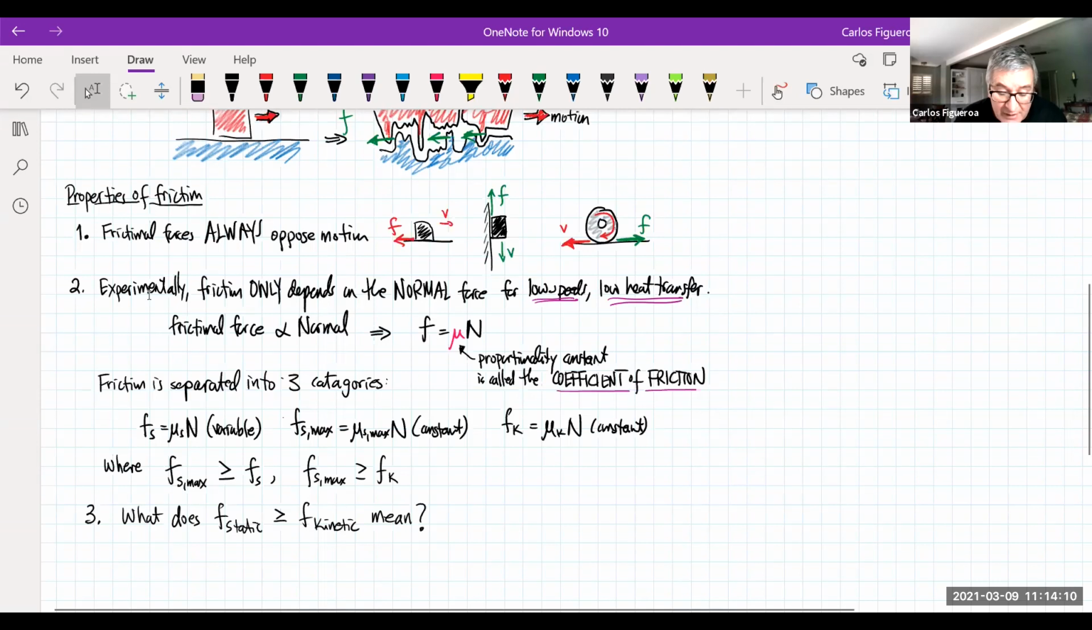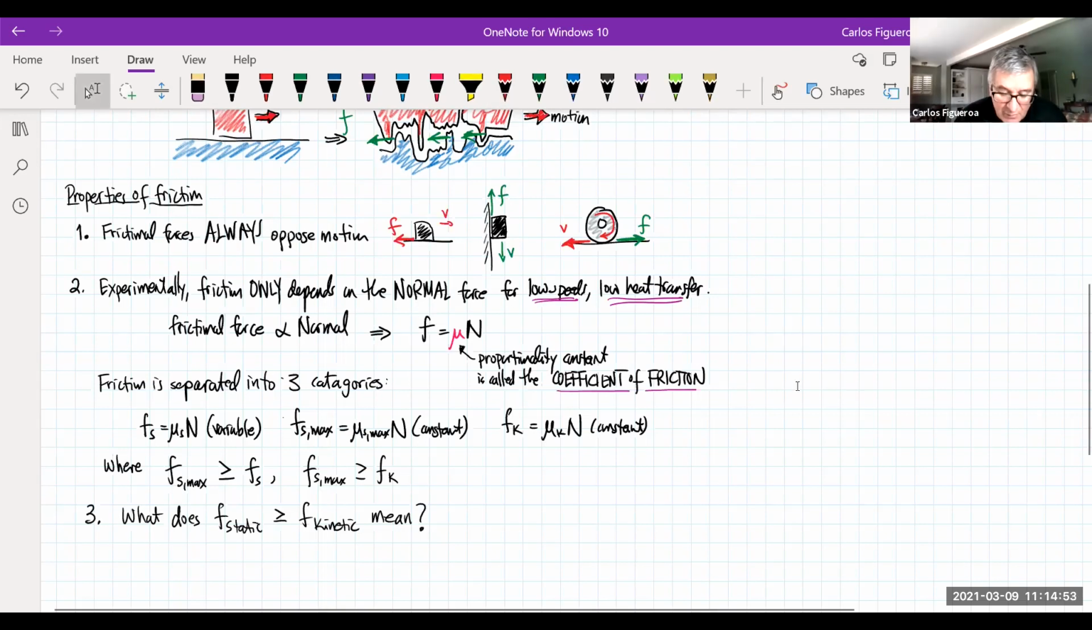And what we said here is that friction only depends on the normal force, but there's a big caveat. It holds for low speeds and low heat transfer. If you don't have that, it's more complicated. So we're seeing here that the frictional force is proportional to the normal force, but there's this proportionality constant, which we call the coefficient of friction. And we saw that there's 3 cases. There's static friction, which is a variable force, but there's a constant maximum for the static friction, and there's a constant kinetic friction.